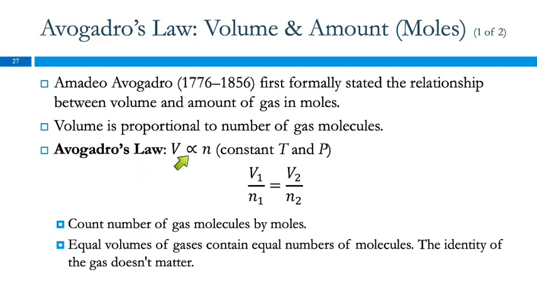So Avogadro's law is that the volume is proportional to the amount of gas in moles at constant temperature and pressure. And so that can be expressed like this: V1 over n1 equals V2 over n2, which looks a little bit like Charles' law with the temperature. Instead of counting individual gas molecules, we count them using moles. The chemist's dozen of molecules. So equal volumes of gases contain equal numbers of molecules. The identity of the gas doesn't matter. This is weird. This is not true with liquids or solids.